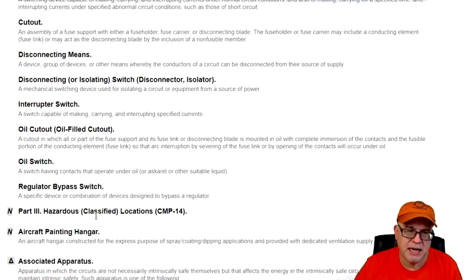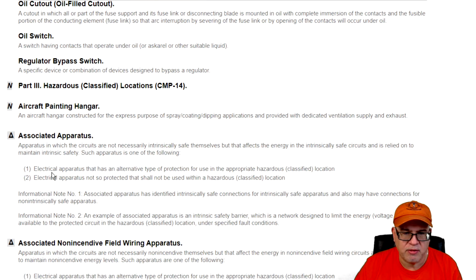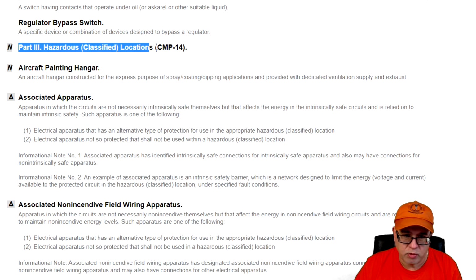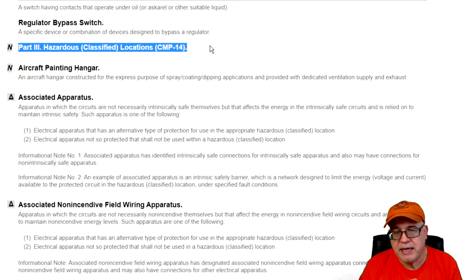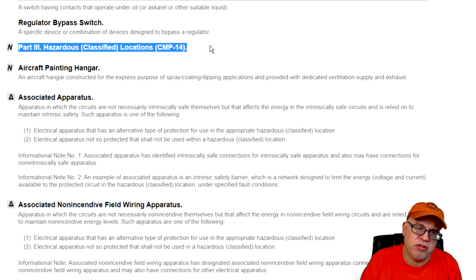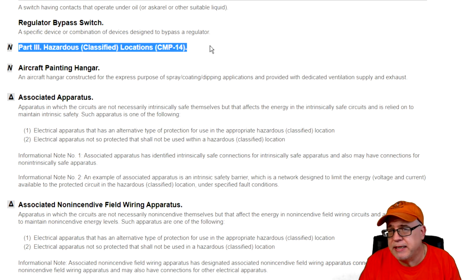And part 3 came to us new here in the 2020. Okay, so part 3 is a combination. It was added in the 2020 code to bring all of those definitions that had to do with hazardous locations and relocate them in Article 100. Okay, because they were up in 500 and it's spattered through 501, 502, 503.